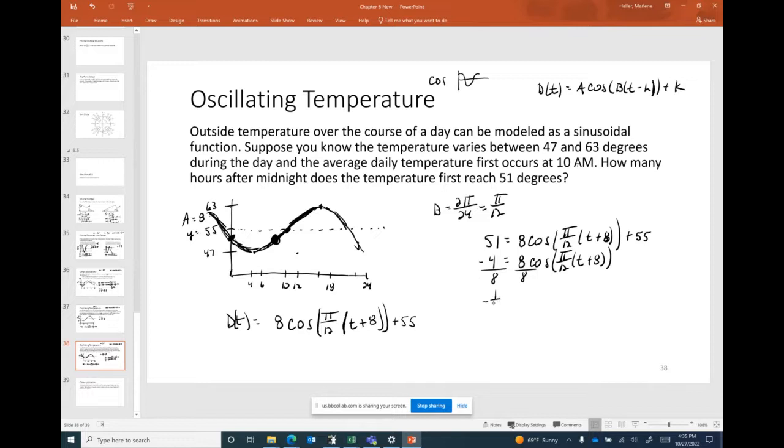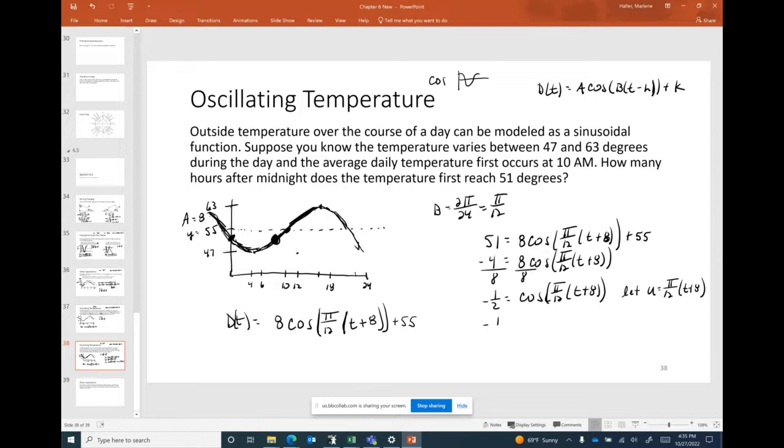Okay, so then negative 1/2 is equal to the cosine of pi over 12 times t plus 8. Now we're going to have to do a u substitution to solve here, right? Because the argument of the cosine is an expression. So we're going to let u equal pi over 12 times t plus 8.